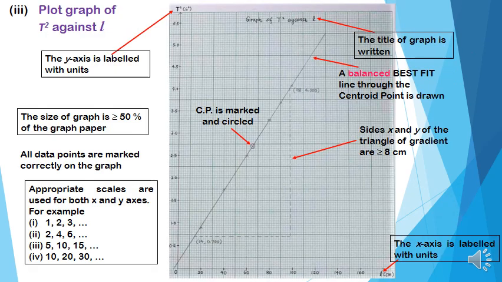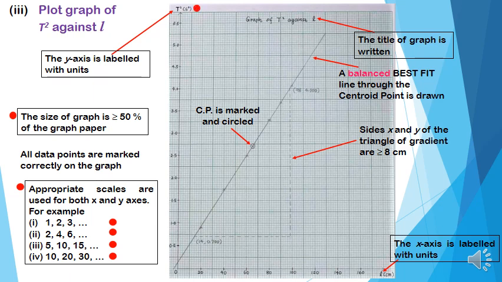Roman 3. Plot graph of T squared against L. Appropriate scales are used for both x and y axes. For example, in a multiple of 1, multiple of 2, multiple of 5, or multiple of 10. The size of graph is at least or greater than 50% of the graph paper.